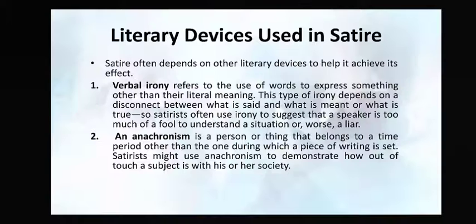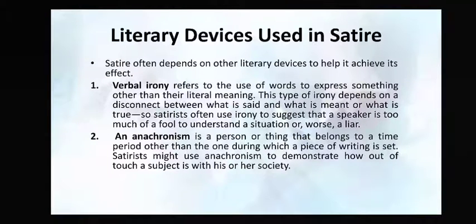So satire often depends on other literary devices to help it achieve its effect. The first and foremost device, which is generally used in all kinds of satires, is verbal irony. And irony refers to the use of words to express something other than their literal meaning.